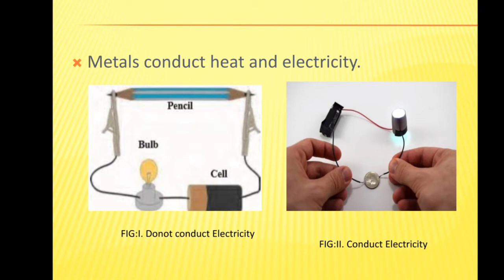Another property of metals is that they conduct heat and electricity. Metals are very good conductors of heat and electricity. In the first figure, it is an electric circuit, and in that circuit a pencil is put. The pencil is made of wood, so it does not conduct electricity. But in the next figure, in the electric circuit, instead of the pencil, a metal is used, and you see in the picture, the light has glowed. It shows that metals are good conductors of electricity, and wood is not a good conductor of electricity.